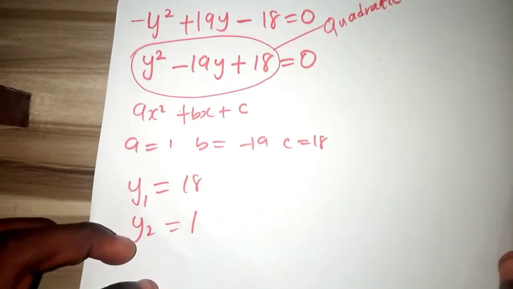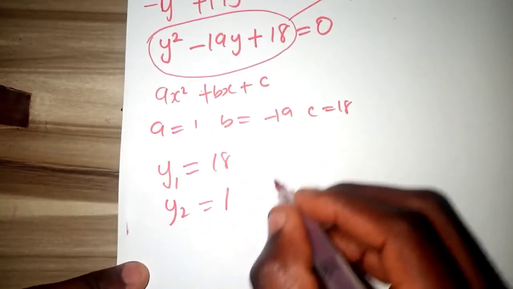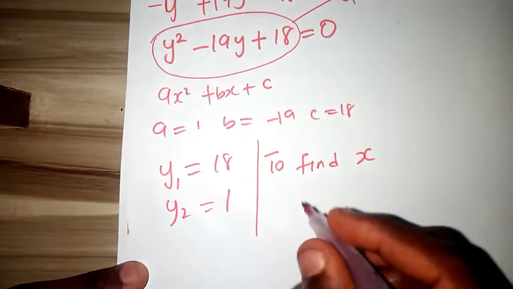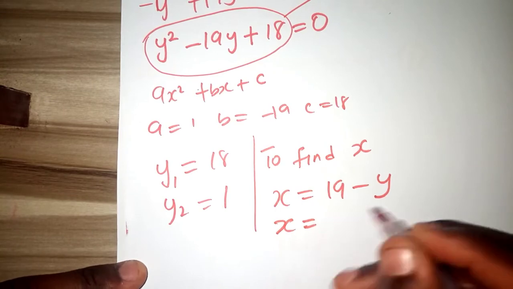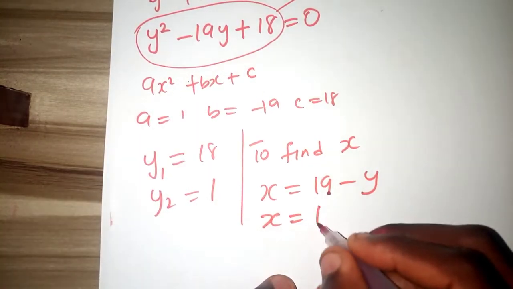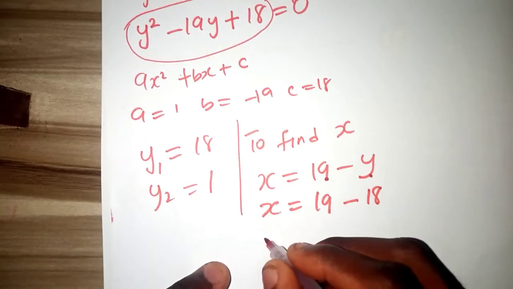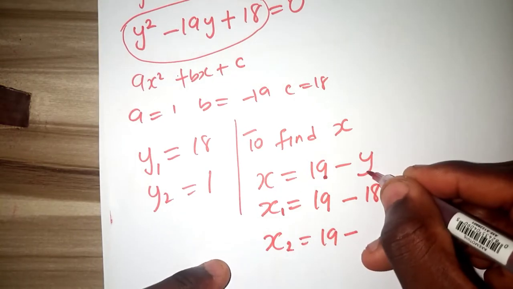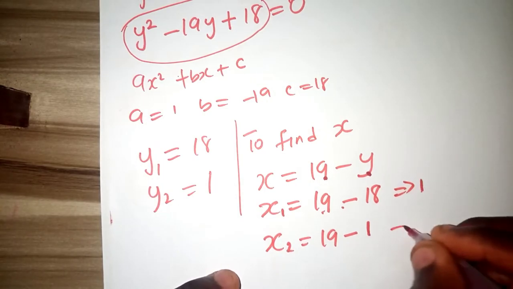So now we have found the value of y, but don't forget that we still need to find the value of what? X. So first, now find x. Don't forget the equation: x equal to 19 minus y. So x equal to, what is 19? We have 19 already, minus the first y that we have, which is 18. Okay, then we have, let's say this is x1, then x2 will be 19 minus, what is our y2 again, which is what? 1. So we have what? 19 minus 18 will give us 1, and this one will give us what? 18.